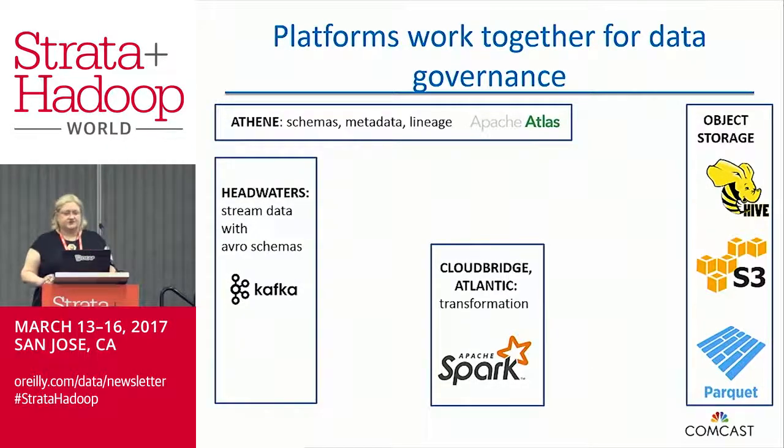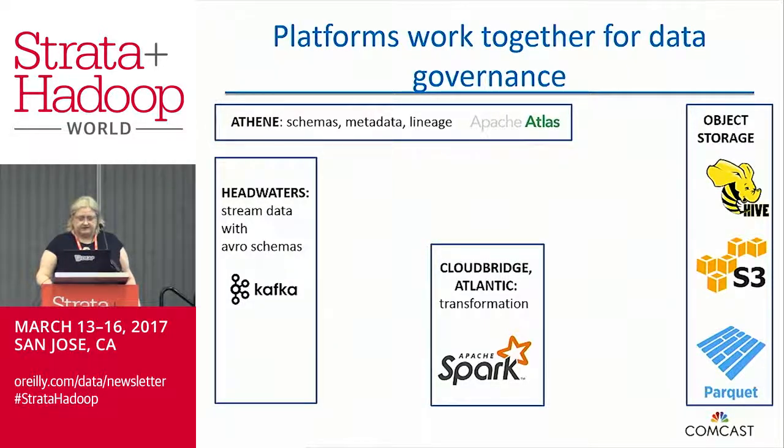So I just wanted to show a little bit about how our platforms work together for data governance and in particular data lineage. We've got good old Athene up here, the headwaters, which is the Kafka streaming data ingest, and CloudBridge and Atlantic, who do the transformations, and then we have object storage in S3 now, but it could be something else down the road.